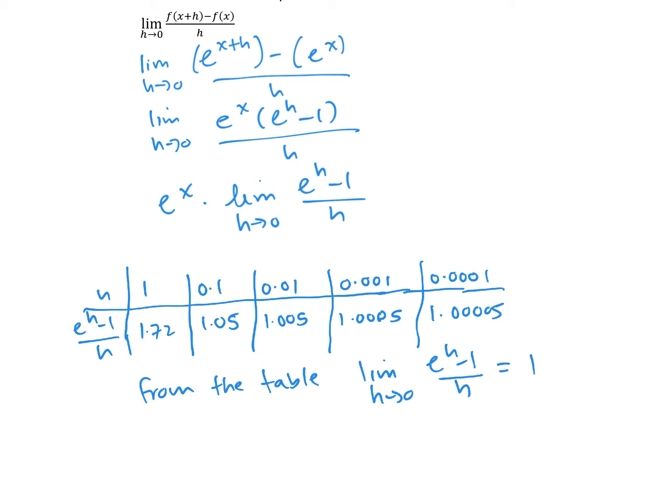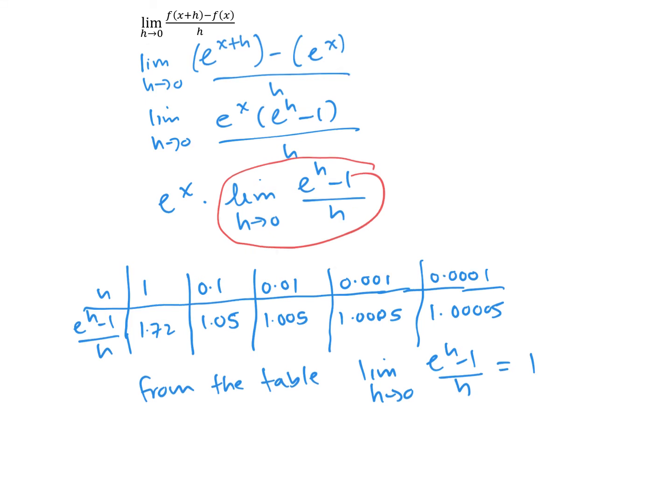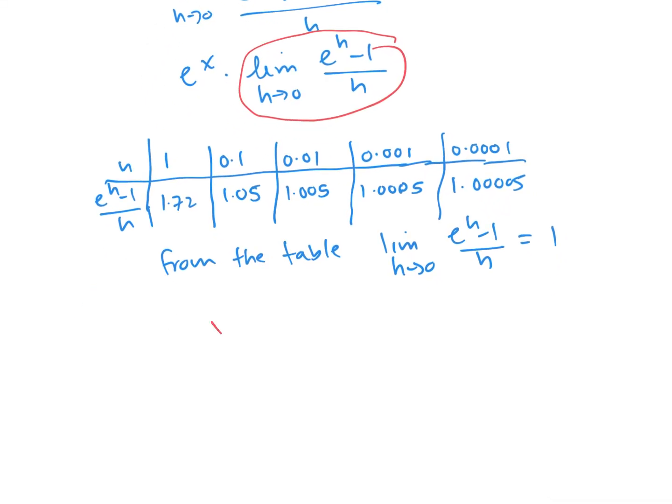So if we then go back to this, if this equals 1, then y prime will equal e to the x times 1, so y prime is actually equal to e to the x, which is the same thing.